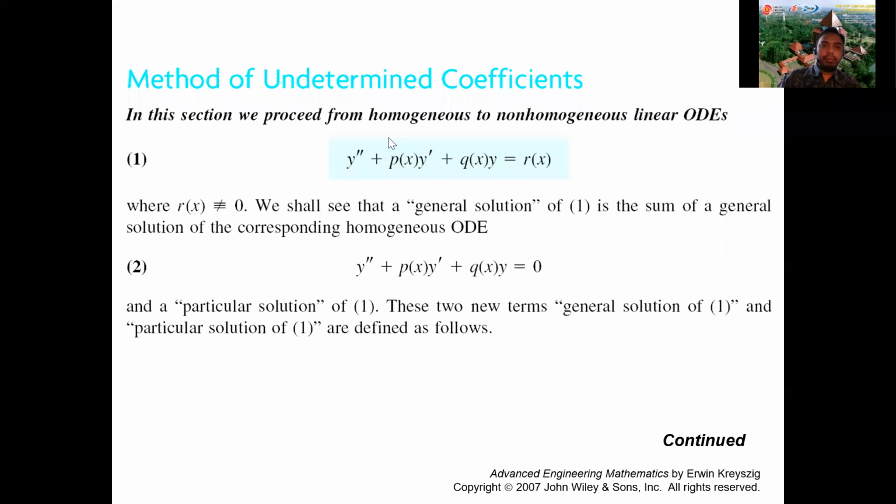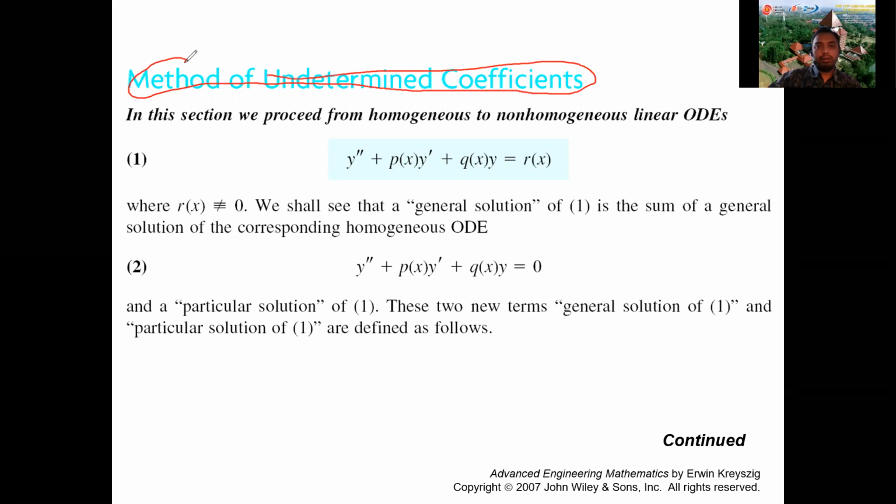So it's called the method of undetermined coefficients. This occurs when you have a second order non-homogeneous linear ODE with constant coefficients. Okay.